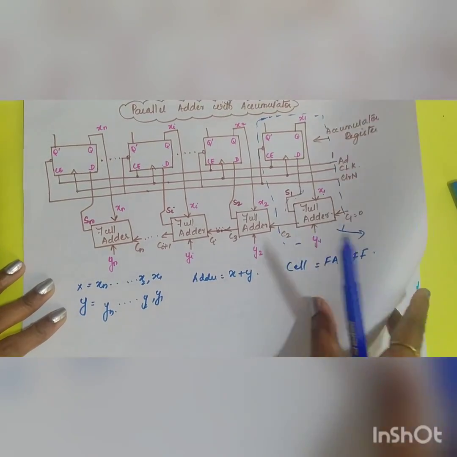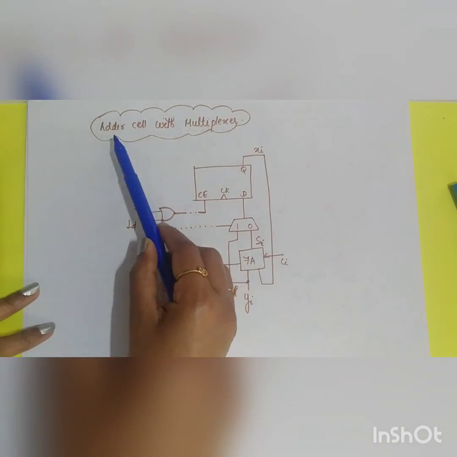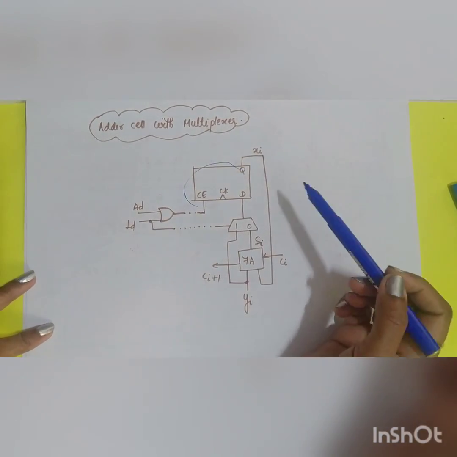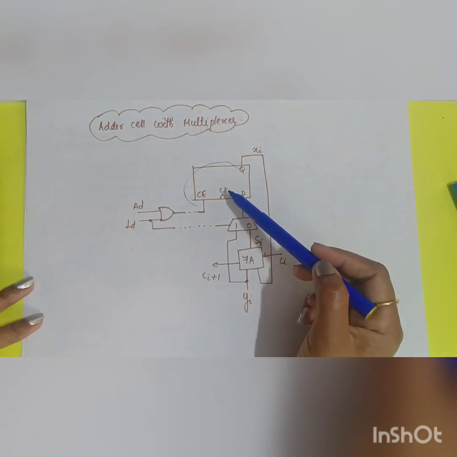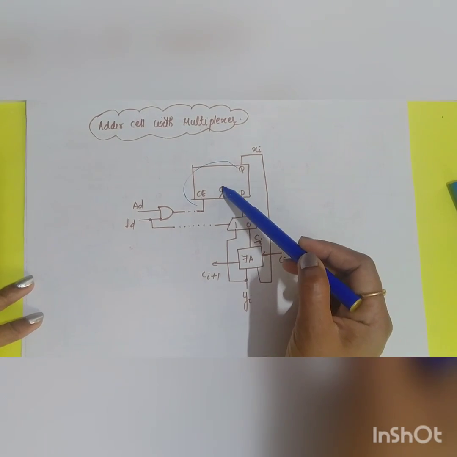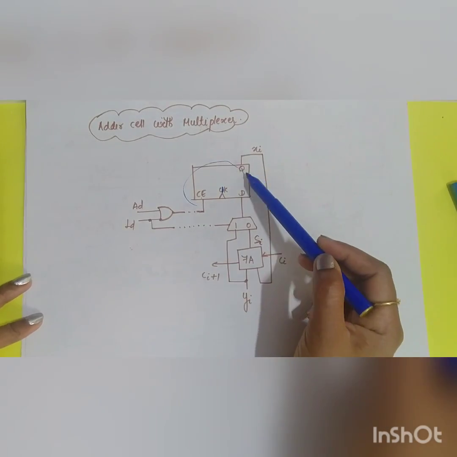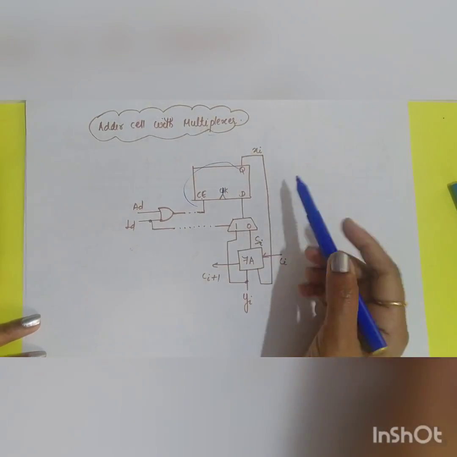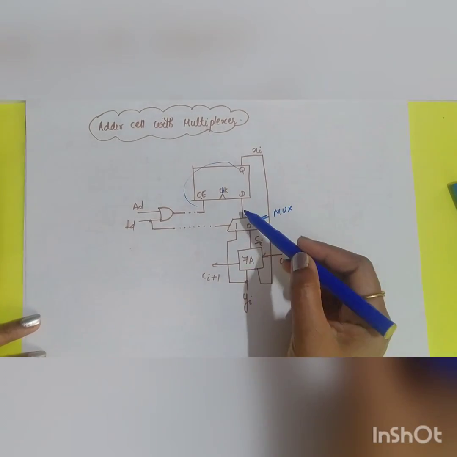There is one more alternative circuit which can be used, called the adder cell with multiplexer. So this is your block diagram. The same previous diagram is replaced by a block diagram where you have your clock enable, your CLK clock signal, your data and your output Q. Now what is the only difference? You are going to add a multiplexer. What is your mux in this case? It is a 2 to 1 mux.